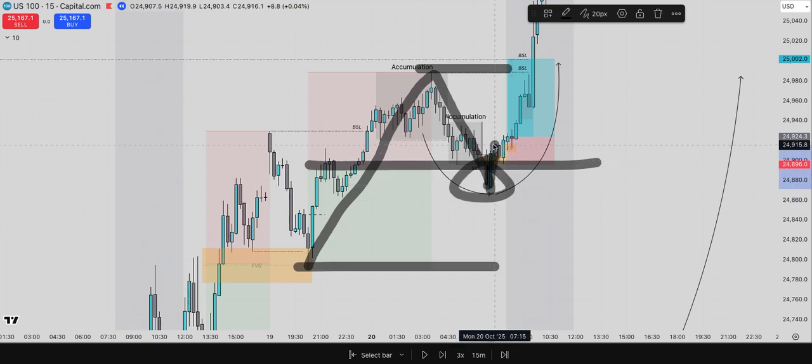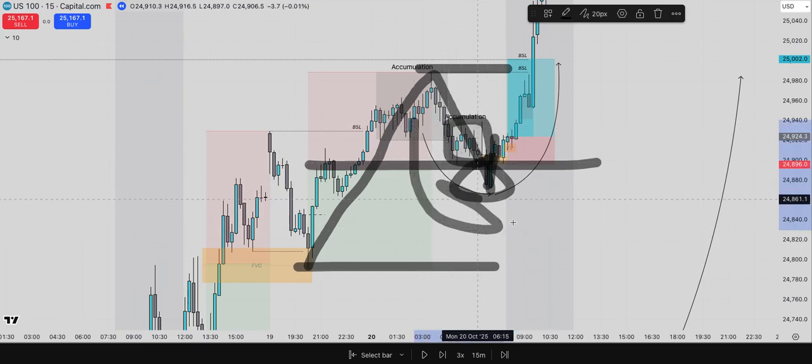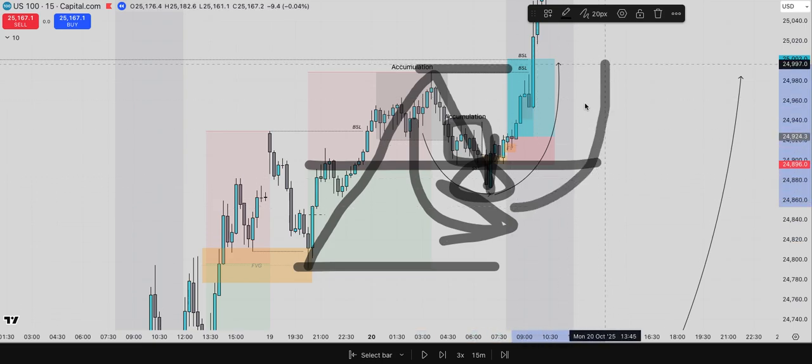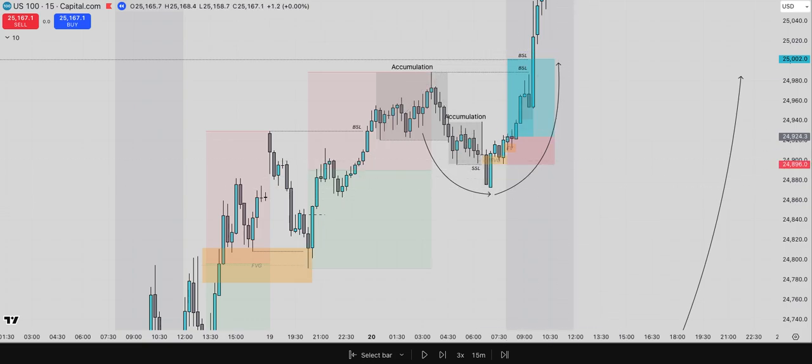Now, price does get back inside into this accumulation. I'm going to go in lower time frame in a little bit right here. But my interpretation was this was the sell side of the curve, and now I'm in the buy side of the curve, right? Again, market maker model. This is one of my favorite models from ICT.